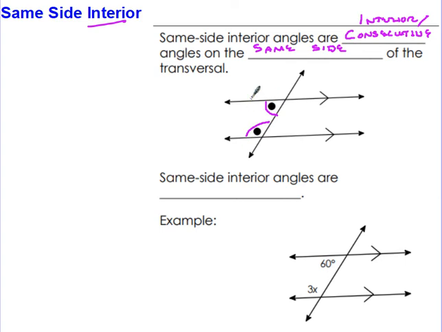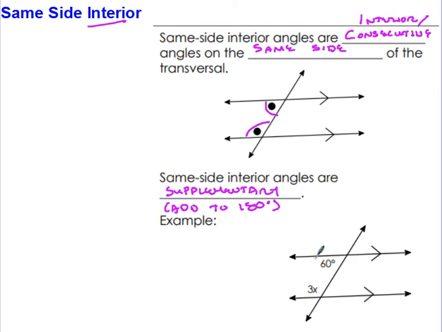Same side interior angles are supplementary. So what that means is they will always add up to 180. Supplementary means that they add up to 180 degrees. Now, here's an example of how we can use this to solve a problem.